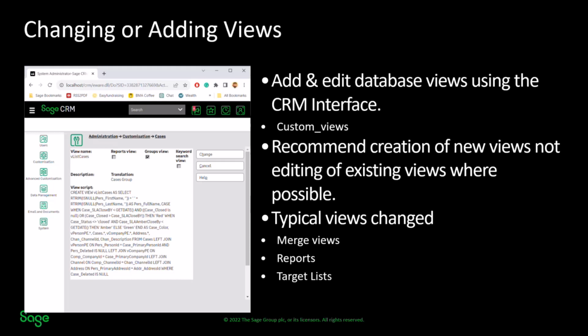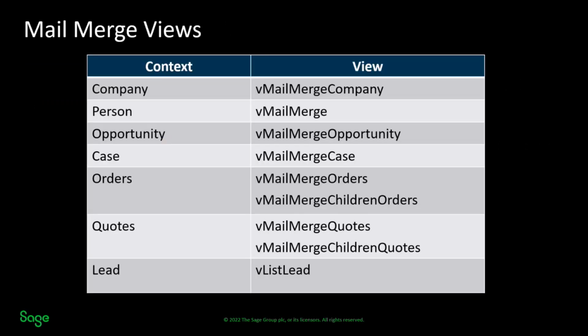Core views cannot be changed at all. The edit button won't appear. The system views theoretically could be changed, but I don't want you to change them. I'd prefer you to create your own. Now, the typical views that are sometimes marked as system, because if I'm giving you a rule, immediately there'll be some exceptions, and the types that you may want to fiddle around with are the merge views, the reports, and the target lists, or the groups views.